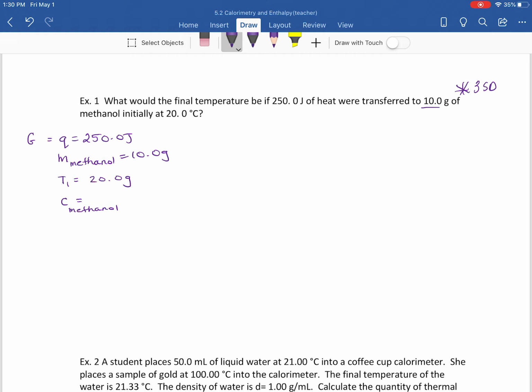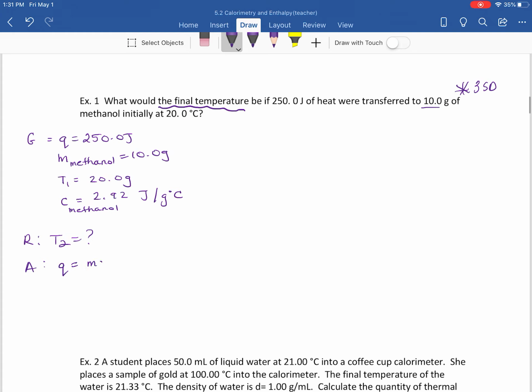So if we go back to the chart, and I'll let you swing forward and backwards. I don't want to make everybody dizzy, but I will tell you, if you look it up from the table, it's 2.92 joules per gram per degree Celsius. Okay, so that's what I've been given. What are we looking for? Well, we're looking for the final temperature.